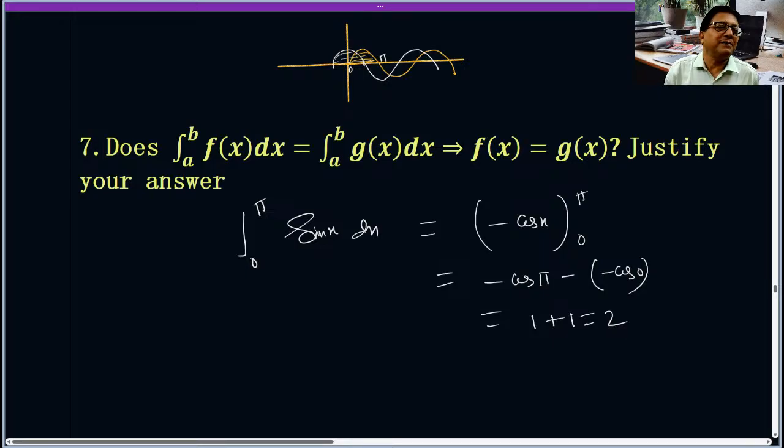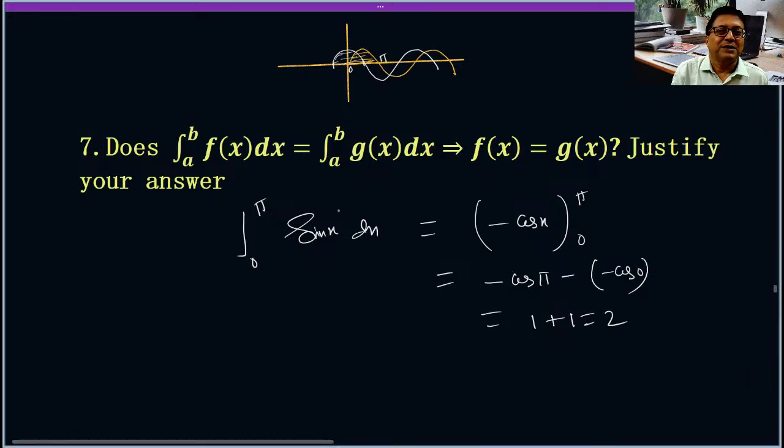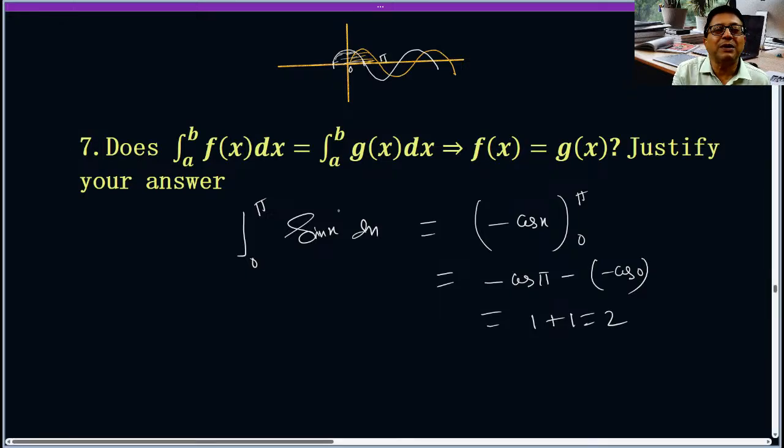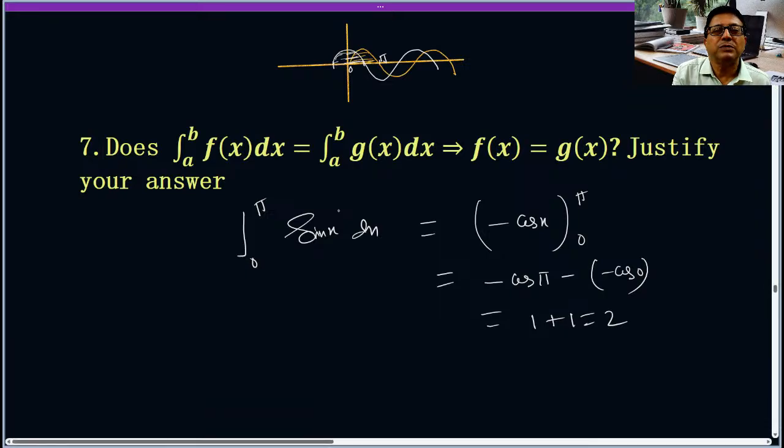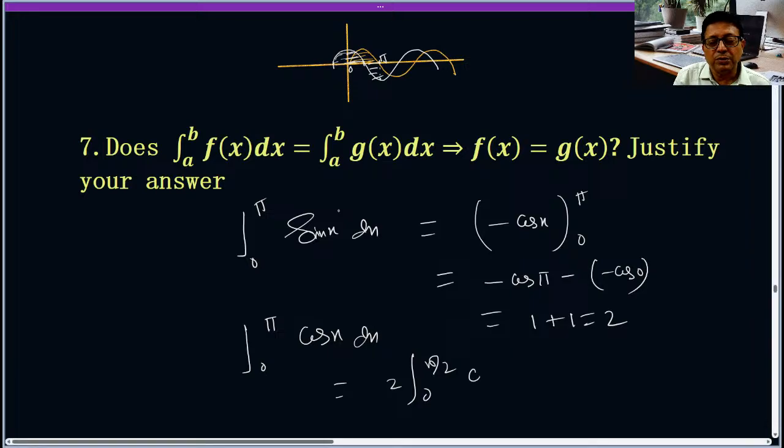Here it is 0 to pi. For cosine x also 0 to pi. If you do, there is a problem here, no? Some part lying above, some part lying below. Isn't it? Magnitude of area will remain the same. If you say that, I will find 0 to pi cos x dx. This is actually 2 into 0 to pi by 2 cos x dx. See, same area will be there.